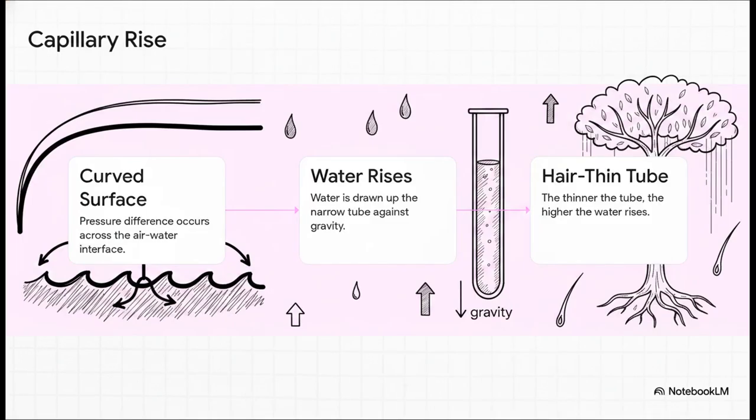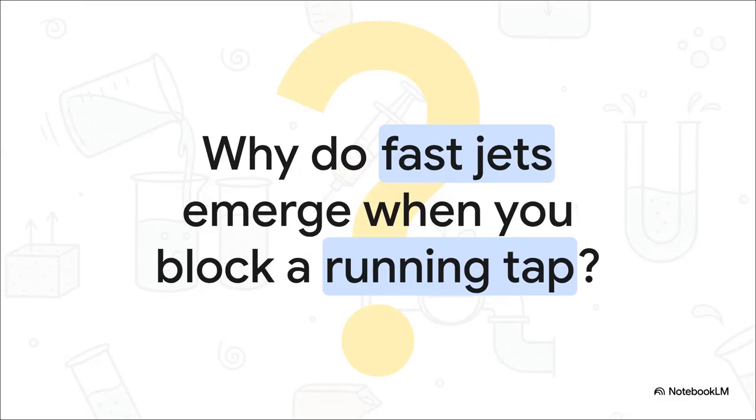This elastic surface skin also creates a pretty weird phenomenon called capillary rise. Because of the pressure difference across the curved surface where water meets air, water can actually be drawn up into a narrow tube, completely defying gravity. Fun fact, the Latin word capilla means hair. If the tube is as thin as a human hair, this capillary rise would be incredibly high. It's the exact same principle that allows giant trees to pull water from their roots all the way up to their highest leaves.